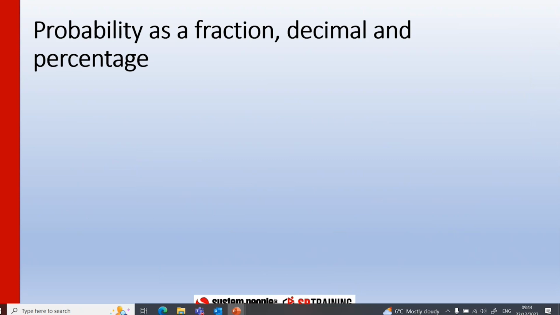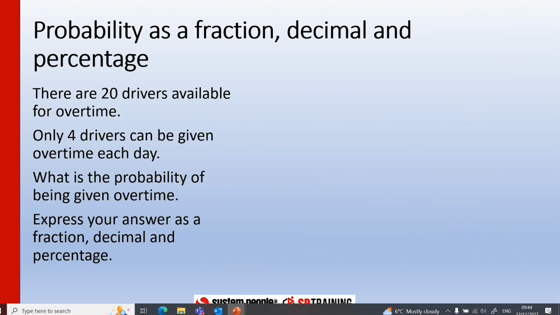But then we're going to express a probability as a fraction, decimal, and a percentage. Okay, so here's the question. There are 20 drivers available for overtime. Only 4 drivers can be given overtime each day. What is the probability of being given overtime? Express your answer as a fraction, decimal, and a percentage. Let's see how we do that.